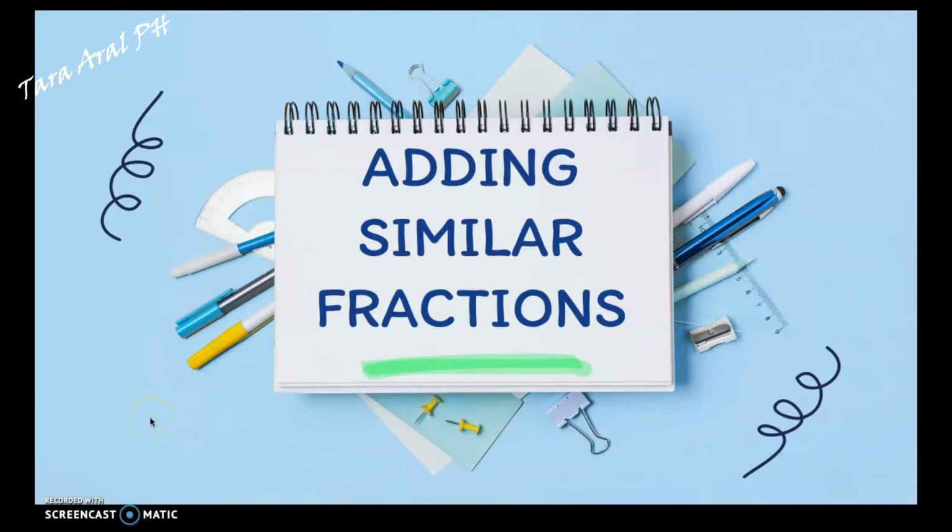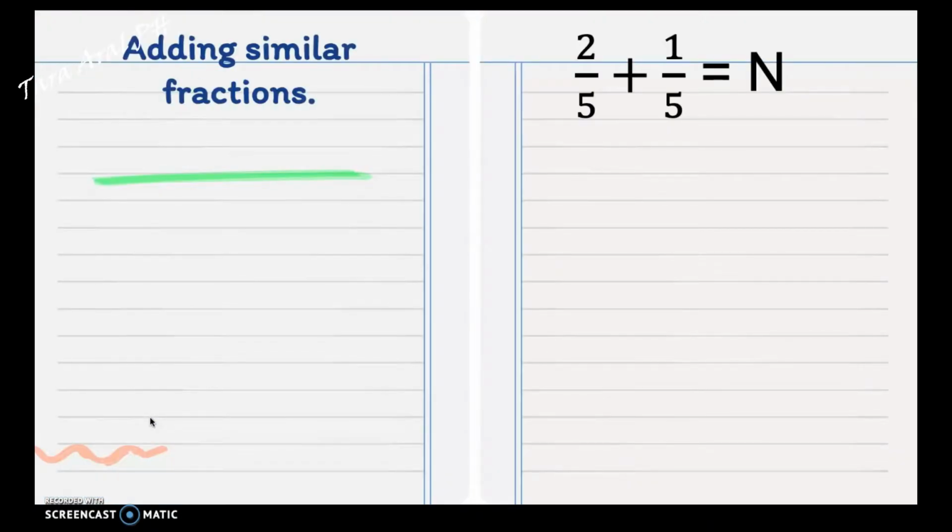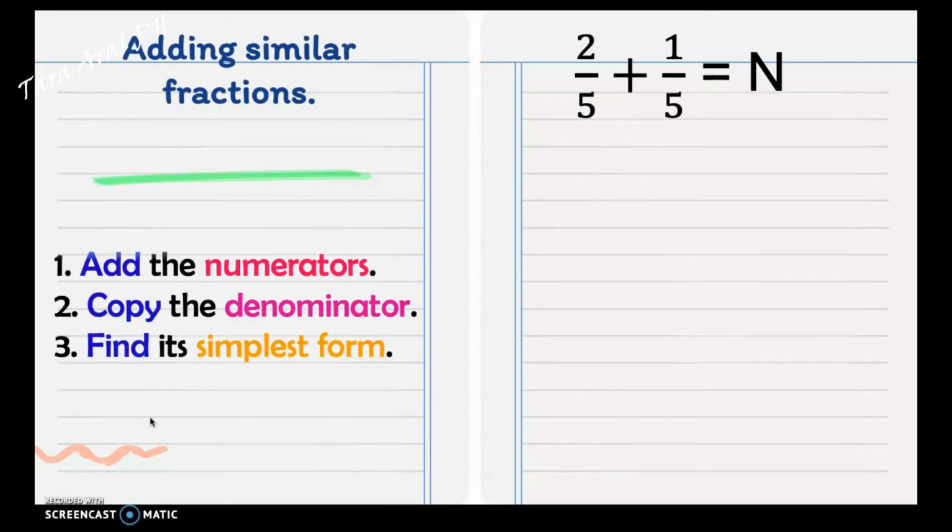Now let's add similar fractions. Similar fractions are fractions that have the same denominators. In adding similar fractions, the steps are: first, you add the numerators. We have 2 plus 1, that is 3. Then we're done with the first step. Second step is to copy the denominator, which is 5, and find its simplest form. So 3 and 5 have no common factor, therefore our answer is 3/5.